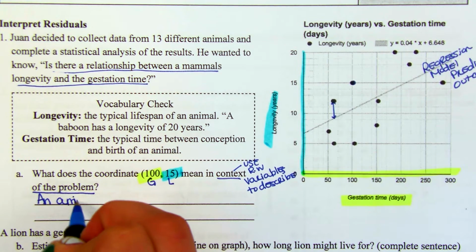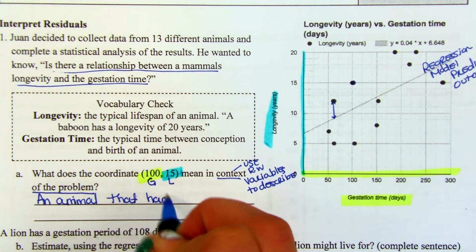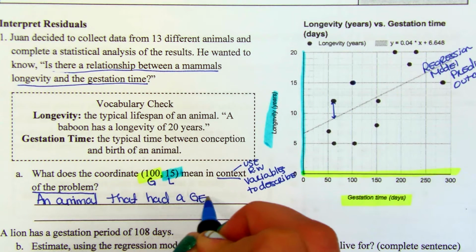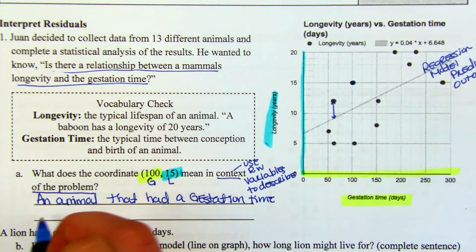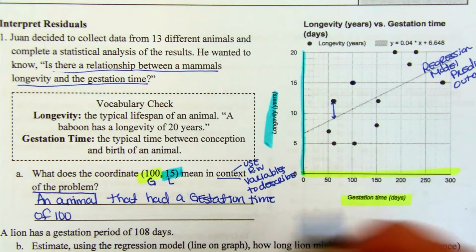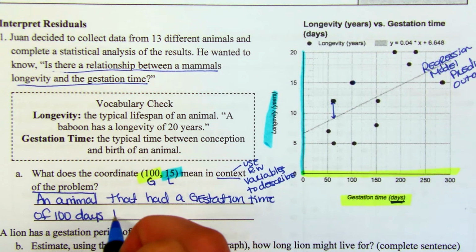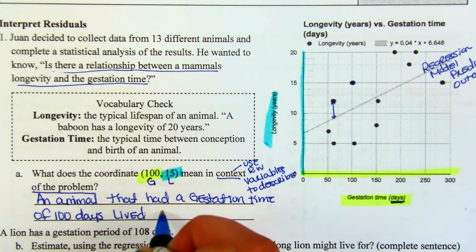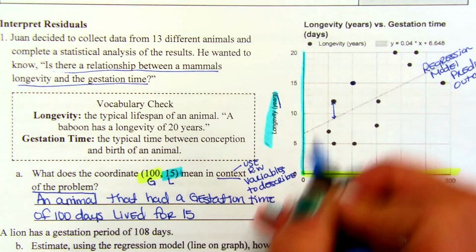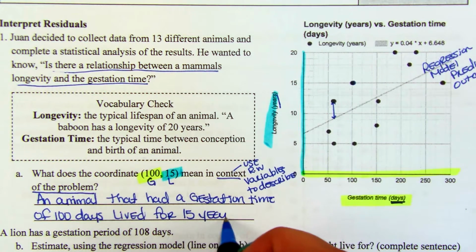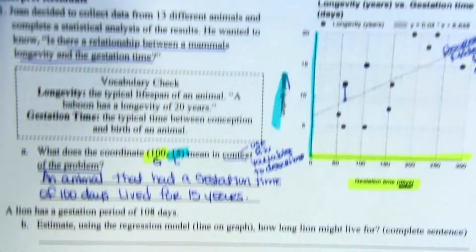An animal that had a gestation time of 100, the unit is days, lived for 15, the unit is years. All right.